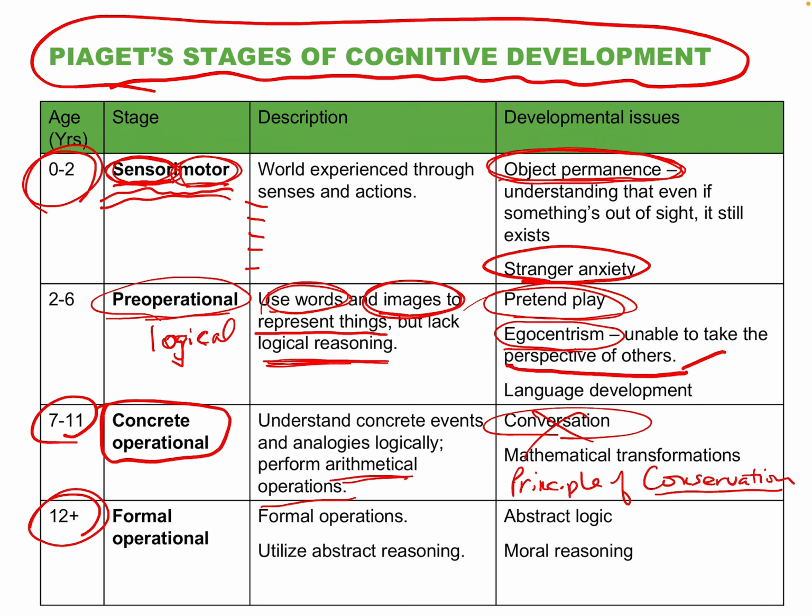So what is that? Conservation is just this idea in physics that you take an object and no matter how much you change the shape, that object, that mass or volume is still the same. So for example, if I were to pour a cup of coffee from this mug of mine into a tall, skinny glass, I know that the same amount of liquid is in that glass, even though it just looks different. That's called the principle of conservation. And so from 7 to 11, they suddenly get it.